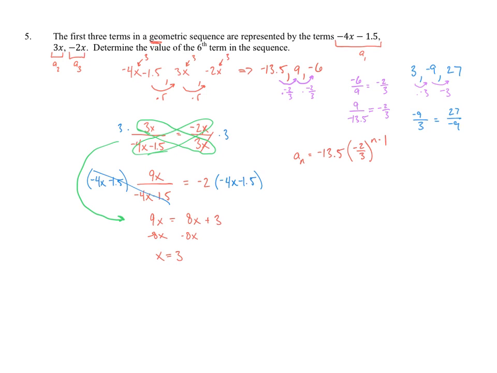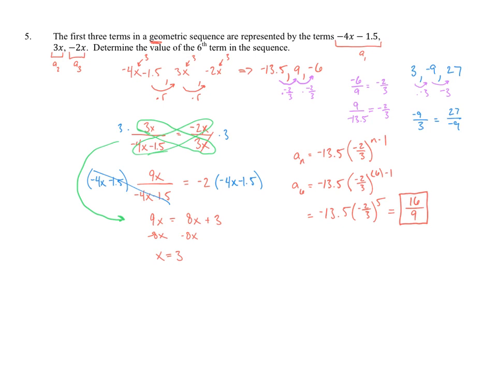And now all I have to do, if I'm finding the sixth term, is just find A sub 6, which is going to be -13.5 times -2/3 to the 6 minus 1 power. And I'm going to evaluate that in the calculator, just to show you that the next step here is going to be -2/3 to the 5th times -13.5. And with the calculator, you should evaluate that, turn it into a fraction, do not leave it as a decimal, and you'll get 16/9. So the sixth term of that sequence is 16/9.